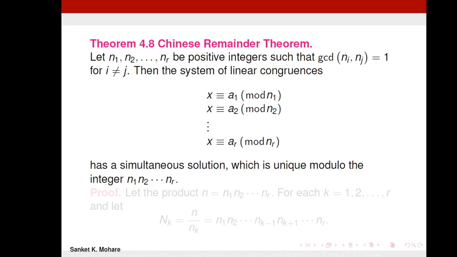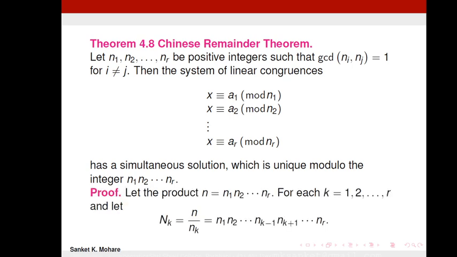So let's start the proof. Assume the product n1, n2 up to nr is equal to n. For each k equals 1, 2, and so on up to r, let's define capital Nk equals n by nk.